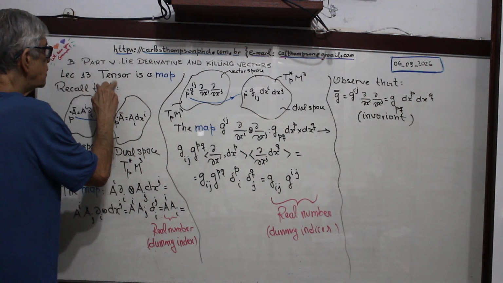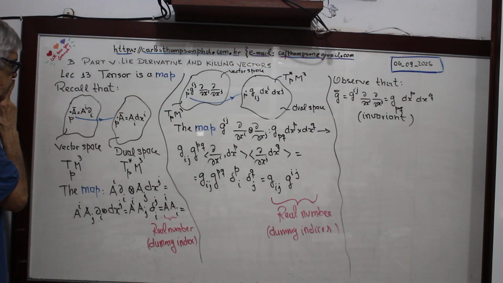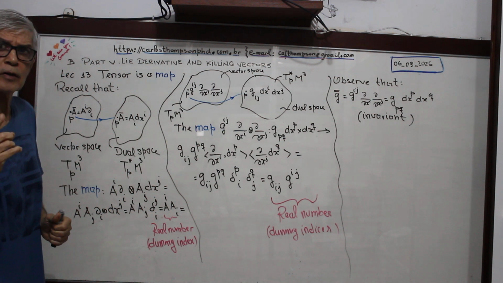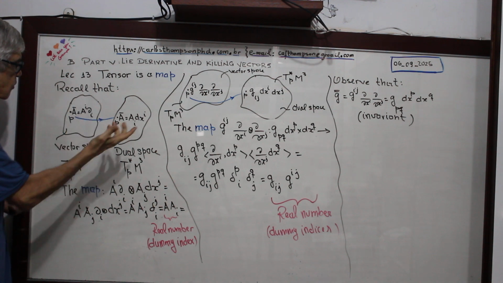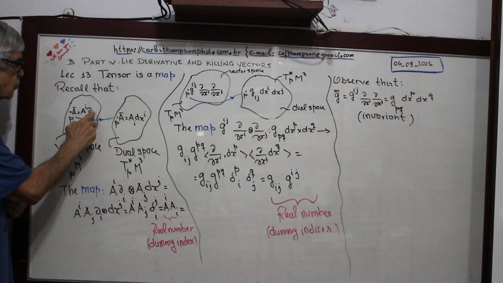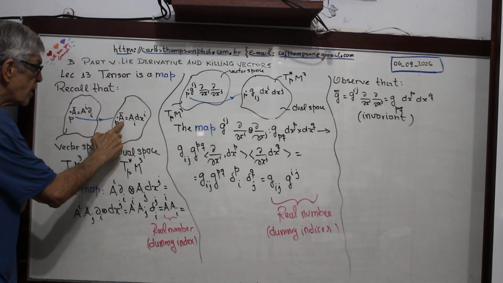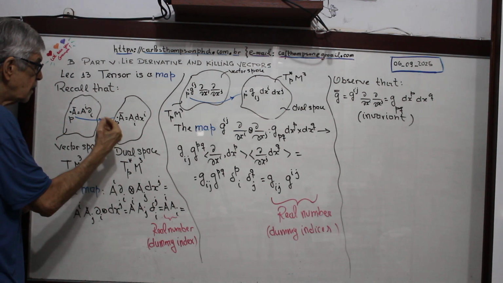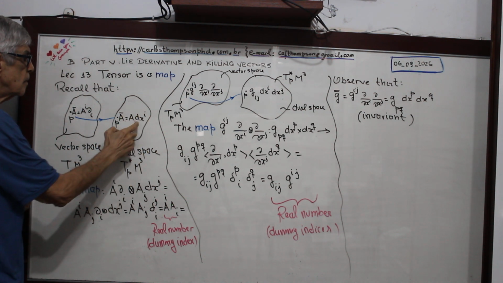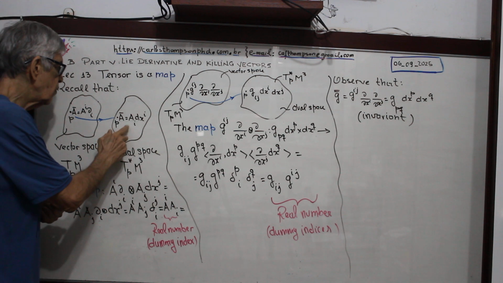Lecture 13. Tensor is a map. Recall that there's a vector A. Vector A is a first order tensor, which can be expressed by its coordinates and the basis partial of x^i. This is invariant. The same vector at point P can be expressed in the dual space by A_i dx^i. The dx^i are the covector basis for this space.